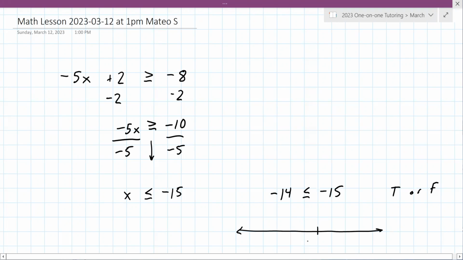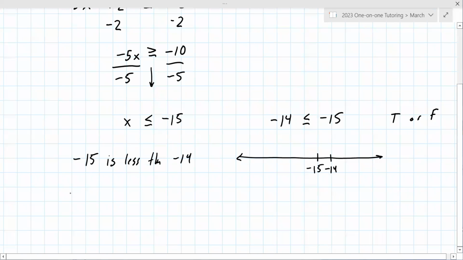So here's minus 15. Here is minus 14. So the one that's more to the left is less than. Minus 15. Oh, and I'm saying it's greater than. Well, you gotta be careful. Minus 15 is less than or equal to minus 14. You could also say it the other way. Minus 14 is greater than minus 15. It's mostly awkward when it's negatives. So this is why we're doing this case over and over again.